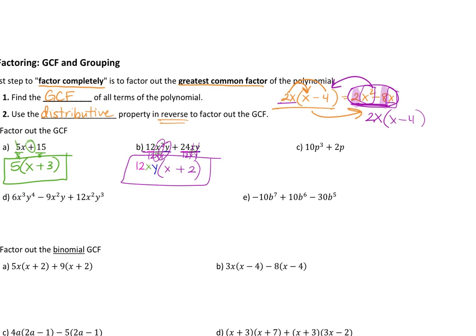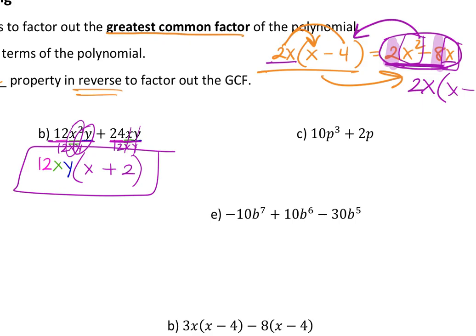Okay. Tell your neighbor what C is. What can you factor out and what are you left with? Tell them your factored form.